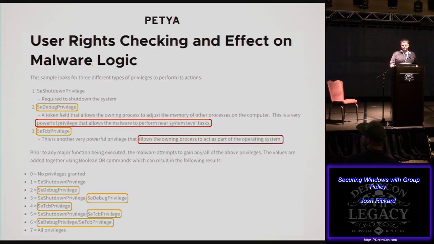Let's look at an example: Petya ransomware. It's not the newest, but it's pretty new. This is from Carbon Black, and they went through and did an investigation of Petya and ransomware in general. These are the steps Petya went through: can this user shut down the computer? Do they have the rights to do that? Then the next step was, do you have the rights to debug programs? Almost 90%, I don't have any actual raw statistics, of the malware I've seen in recent years uses debug privilege to escalate.